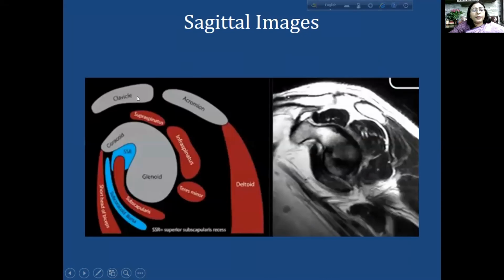In the sagittal image, we have to cut from medial to lateral or from lateral to medial. The clavicle is the bony landmark medially, acromion is posteriorly, and the coracoid process is anteriorly. That is the anteromedial area. So this is the subscapularis tendon, outside of which this is the subcoracoid bursa. Below the coracoid process, there is the superior subscapularis recess having communication with the joint cavity, which may contain fluid when there is joint effusion. And posteriorly, there are supraspinatus, infraspinatus, and teres minor muscles.